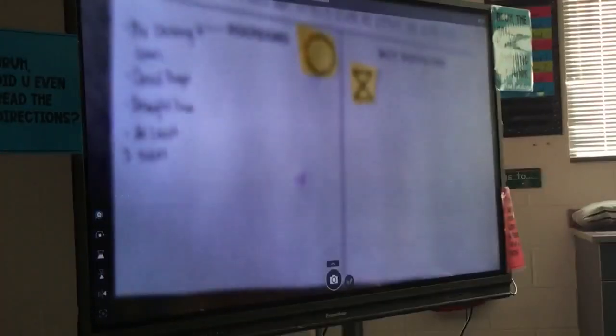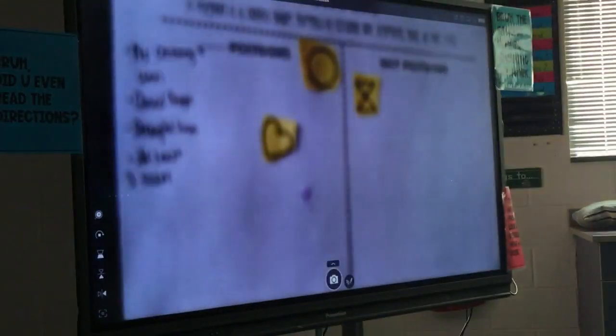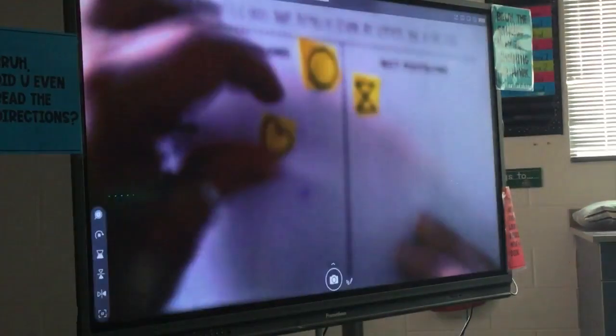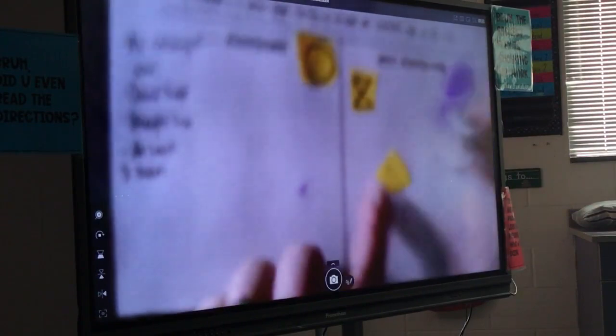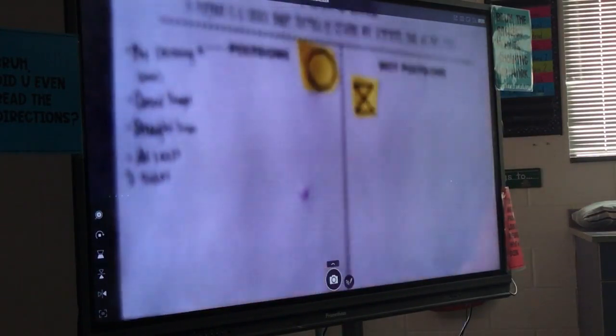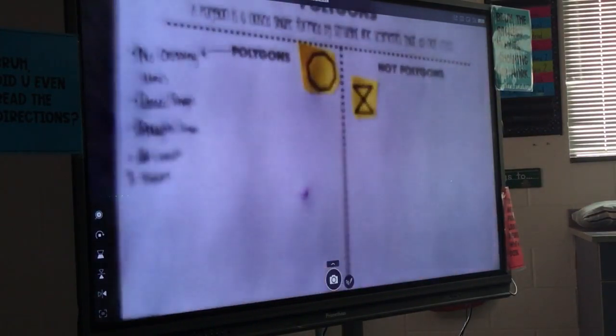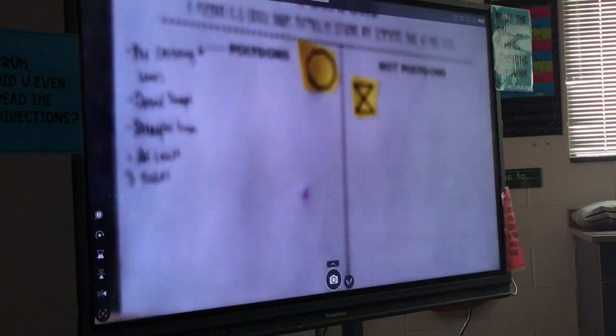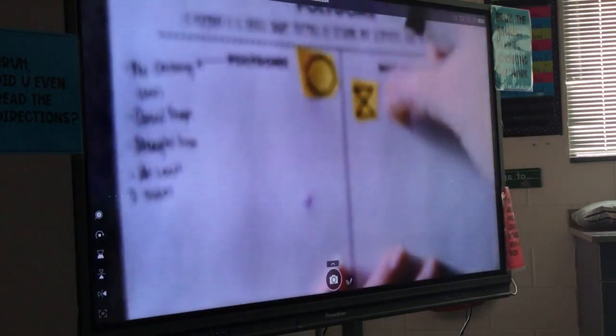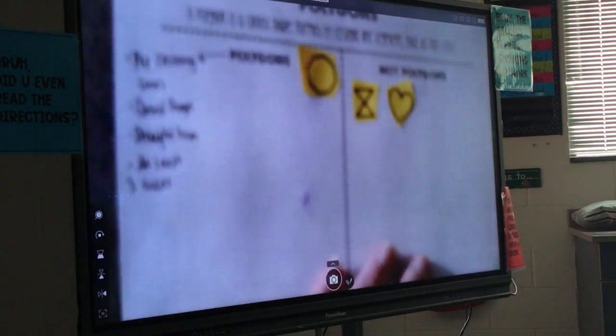All right, what about this one? No. What about the heart? No. Raise your hand, tell me why. Someone other than Samantha today. Someone other than Gabe. Gracie. There's no sides on a heart. There are sides. There technically are 2 sides. But what's wrong with the sides? They're not straight. Right, not straight.